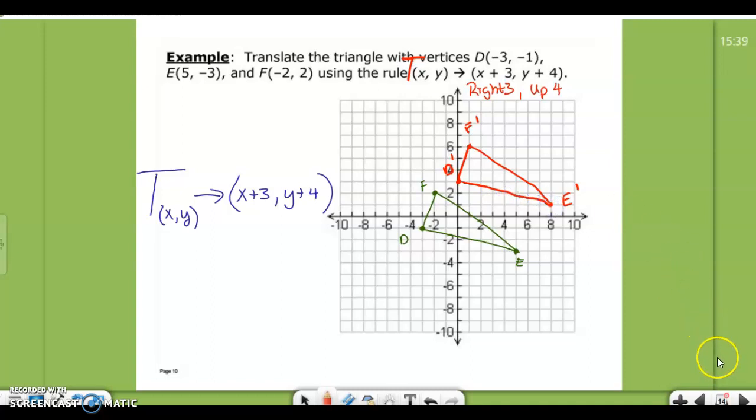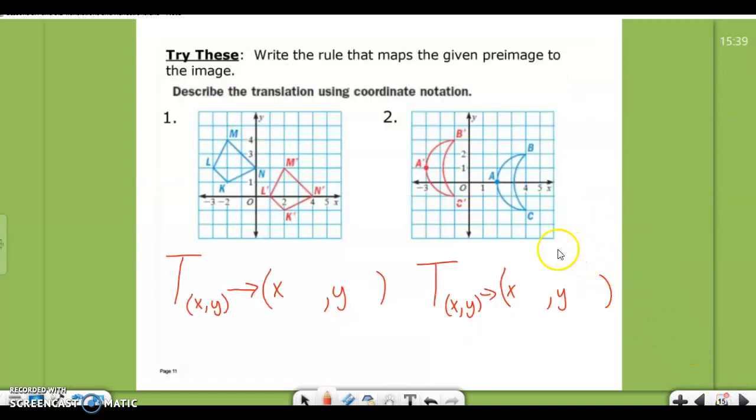Okay, so this one we didn't have to write out the new coordinates, we just followed the rule on the coordinate plane. Okay, write the rule that maps the given pre-image to the image. Notice I can see that I've got my prime notation here. So I know that I am going from the blue to the red, which means I'm going right on the coordinate plane, which is x plus something, but I'm also going down. So this can be y minus something.